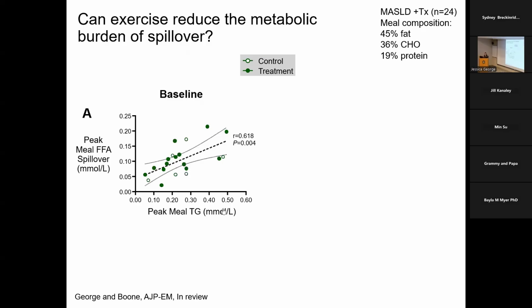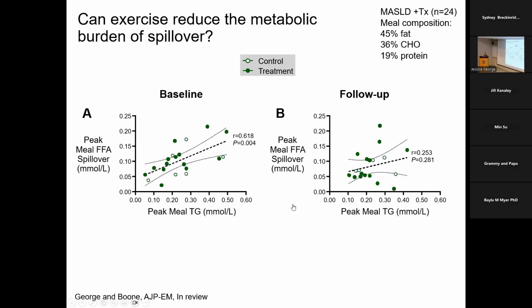To show this effect, we have peak meal TG on the x-axis and peak spillover on the y. We found a very strong relationship in our subjects at baseline. However, this relationship was lost following 10 months of diet and exercise. We believe that the magnitude of TG drives spillover of FFA at baseline or in insulin resistance, but with 10 months of diet and exercise treatment, clearance of fatty acid to tissues increases and the concentration of TG has less of an effect on spillover.